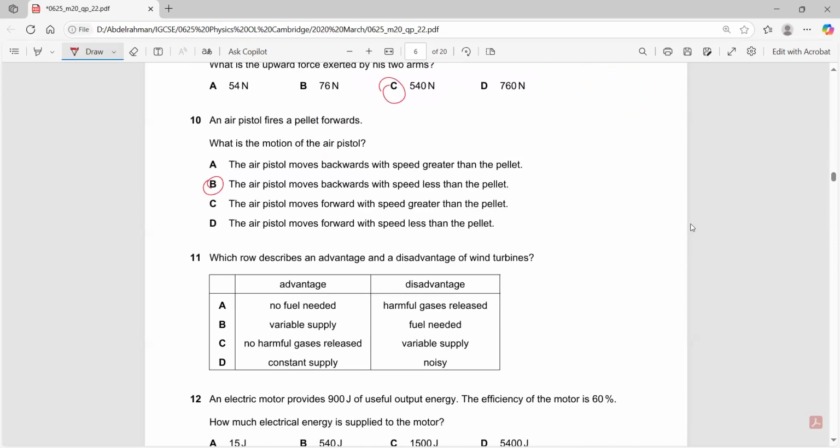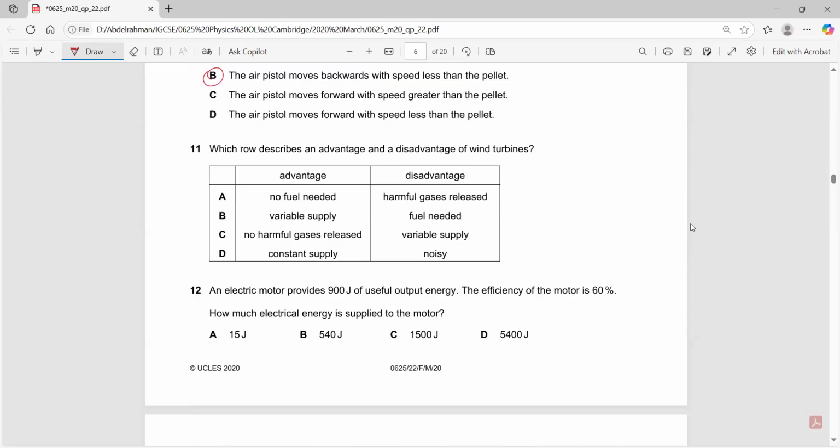Which row describes an advantage and disadvantage of wind turbines? No fuel needed. Okay, harmful gases, no. Variable supply, this is a disadvantage actually. Advantage, no harmful gases released, okay, but the disadvantage is a variable supply, yes.